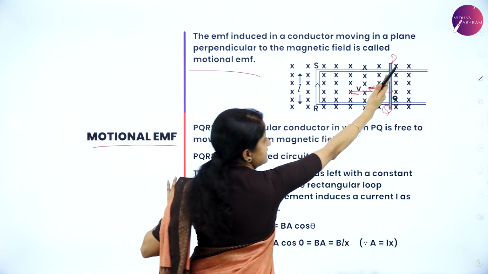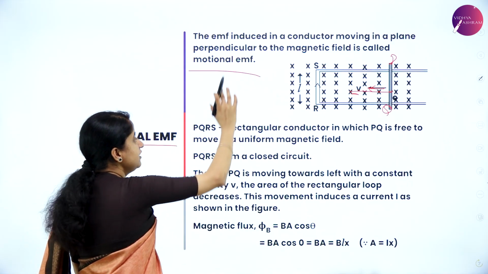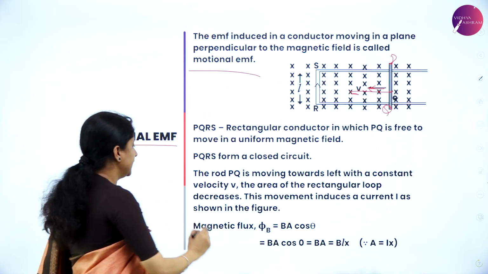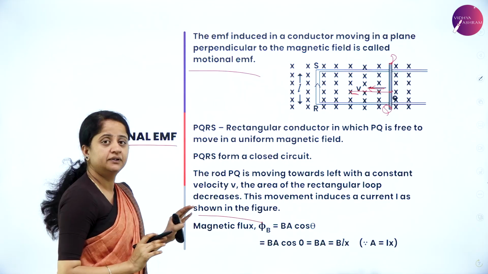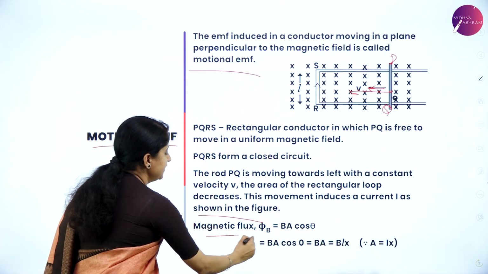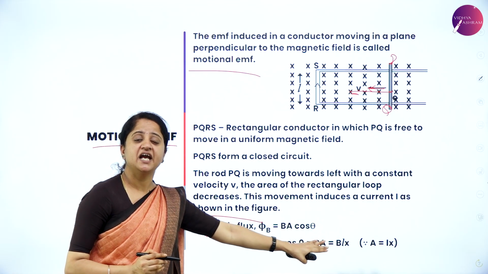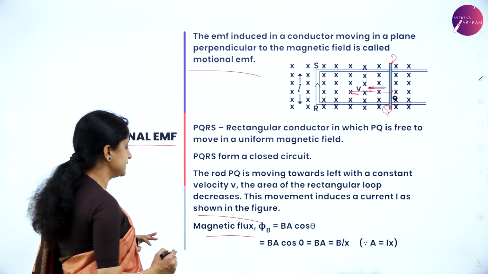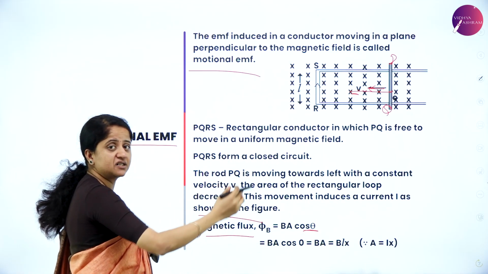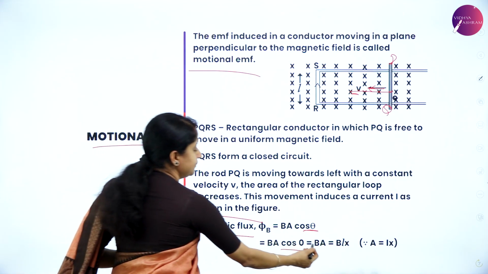When it moves to its left side, the area of the rectangular loop decreases. When the area of the loop decreases, the movement induces a current in the setup. Here the number of magnetic field lines passing through the surface, the magnetic flux phi B, can be given by BA cos theta. We have learnt it in the last slide. Since they are moving in the parallel direction, theta is 0. What is cos 0? It is 1. So we get B into A.